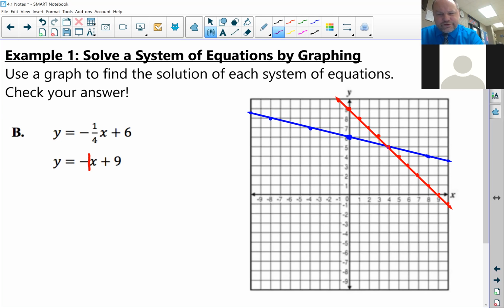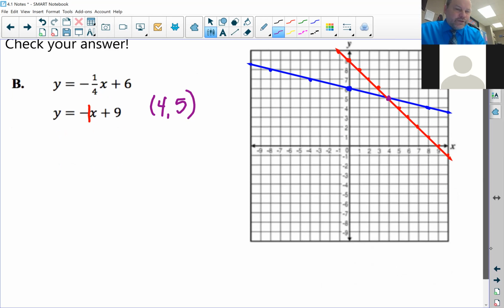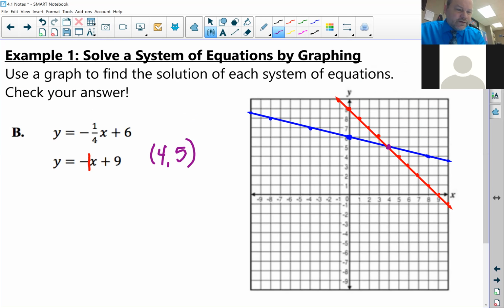And there's my point of intersection. My x coordinate is 4. My y coordinate is 5. Excuse me. Again, checking my answer, going into the first equation, 5, is that equal to -1/4 times 4 plus 6?